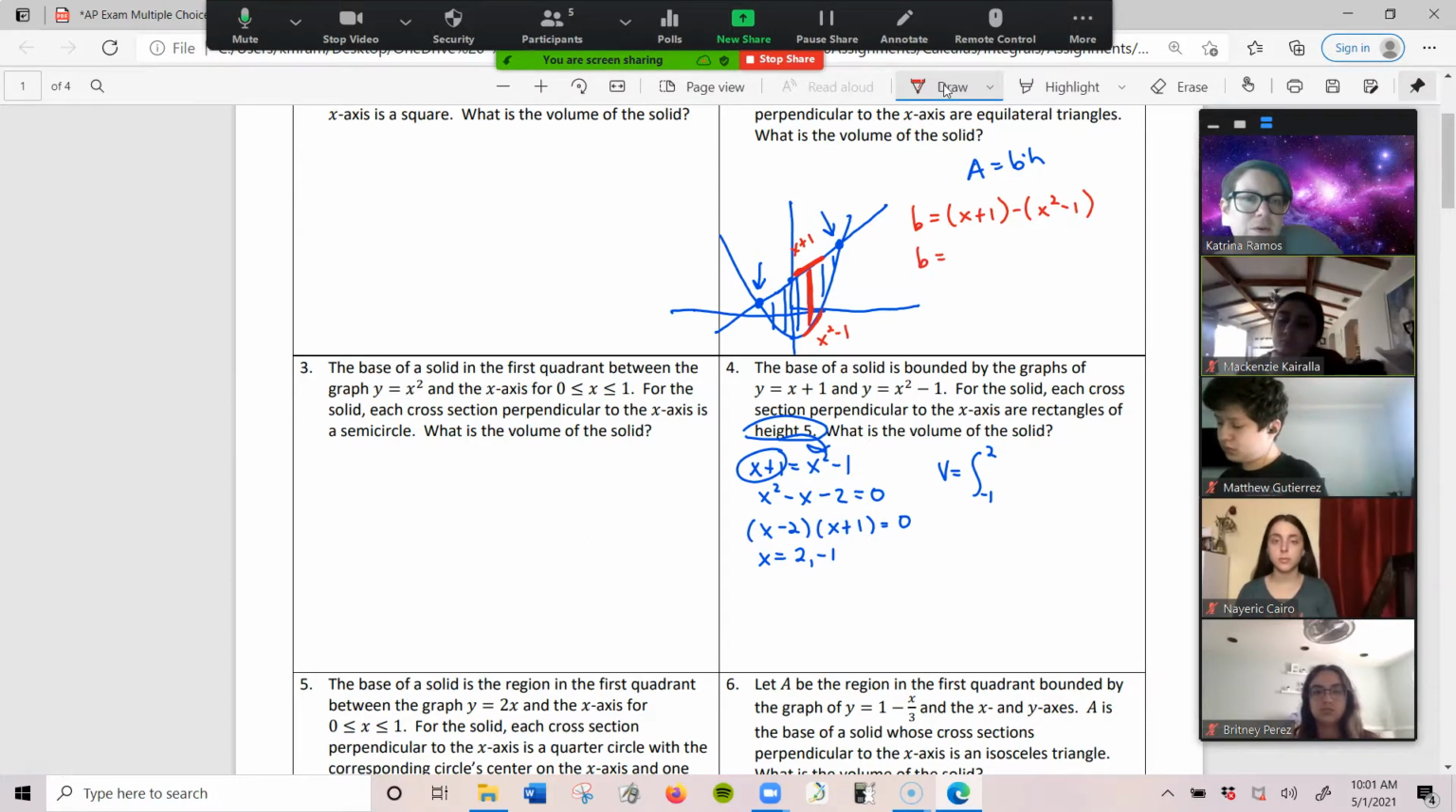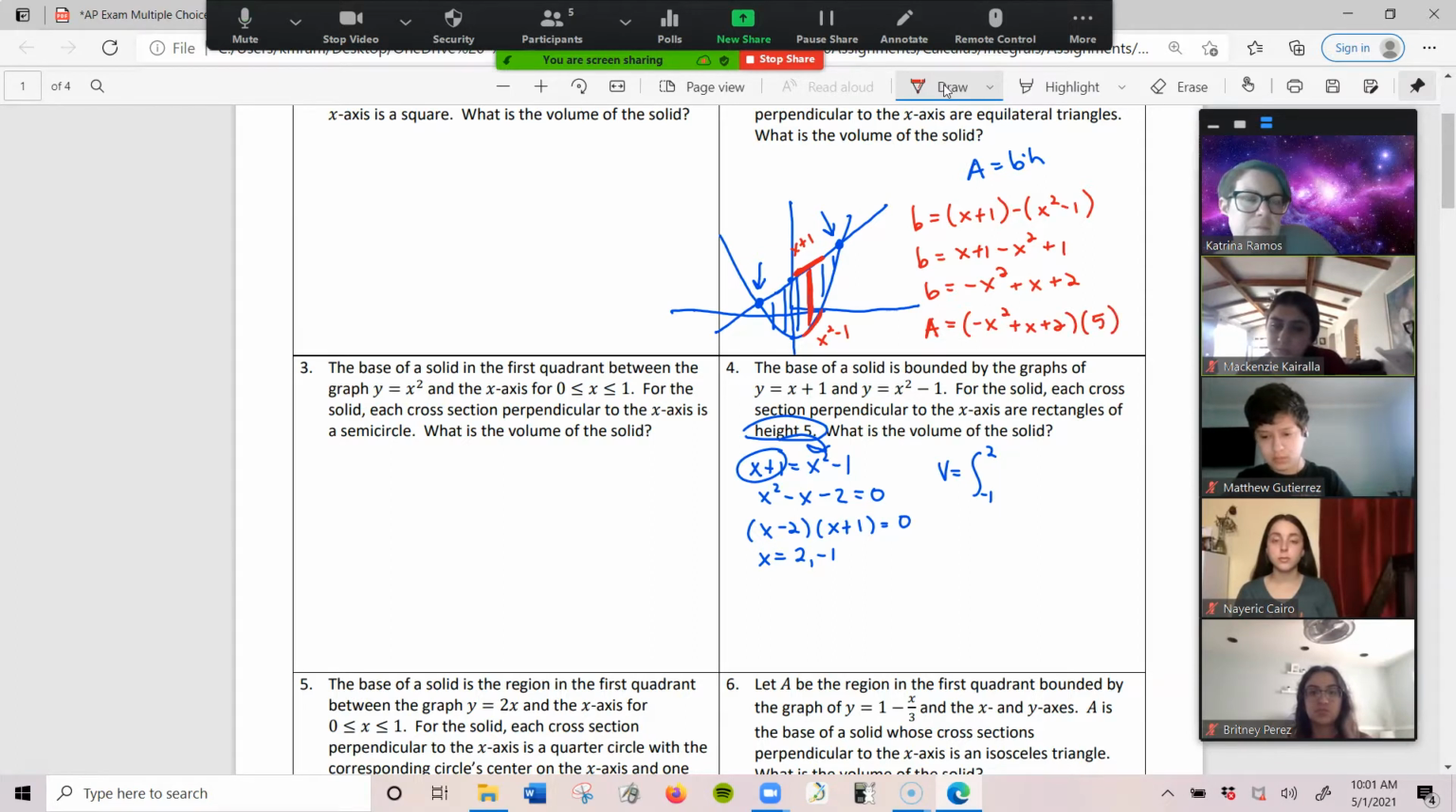So the base is going to equal x plus 1 minus x squared minus 1. If we put this together, we get x plus 1 minus x squared plus 1. So base is going to equal negative x squared plus x plus 2. Do you see how I got the base? So the area of this rectangle would be the base, which is that, times the height, which is 5. This is area, so to find the volume, we just integrate the area. So the integral of negative x squared plus x plus 2 times 5 dx.